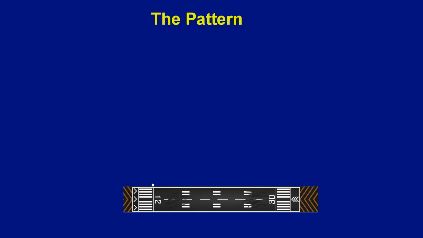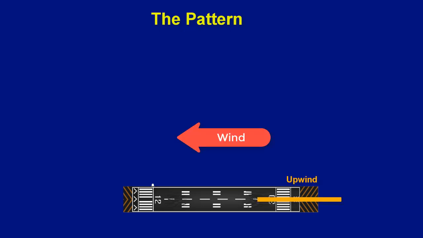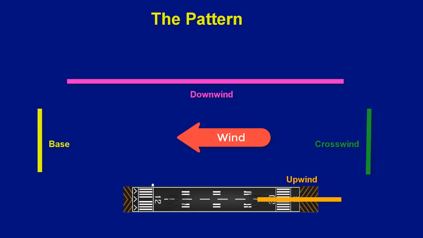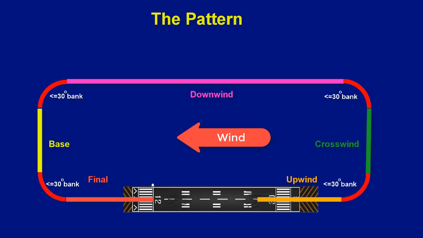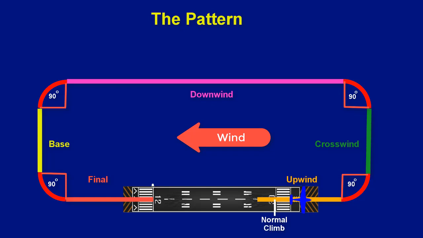The pattern is used to maintain an order around an airport as aircraft arrive or depart and is made up of 5 legs. They are upwind, crosswind, downwind, base, and final. Each of the turns made in the pattern should be no more than a 30-degree bank and are approximately 90 degrees. On the upwind leg, make a normal climb, and then when you get about 300 feet below traffic pattern altitude, turn onto the crosswind leg.